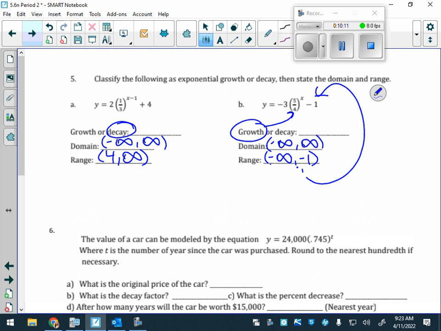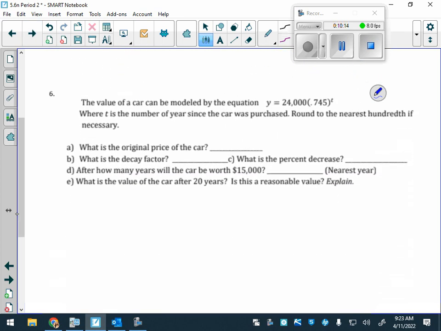All right. And then number 6. Similar idea as what we just did. However, now we're doing some calculator work. Okay? So what is the original price of the car, Victoria? 24,000. Good. Okay. What is the decay factor? Grant.